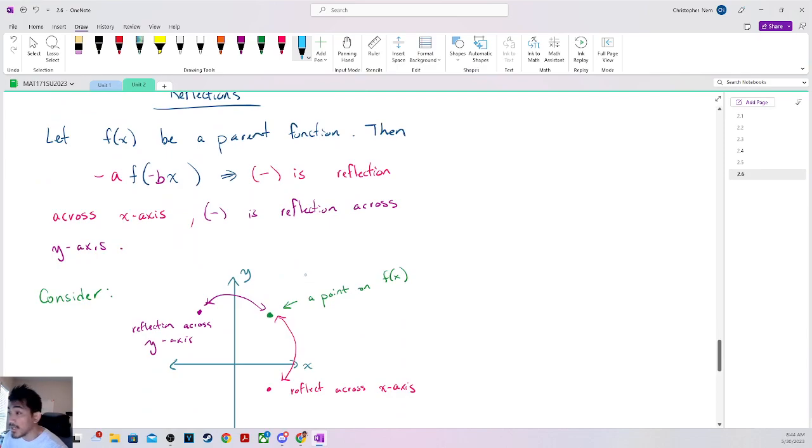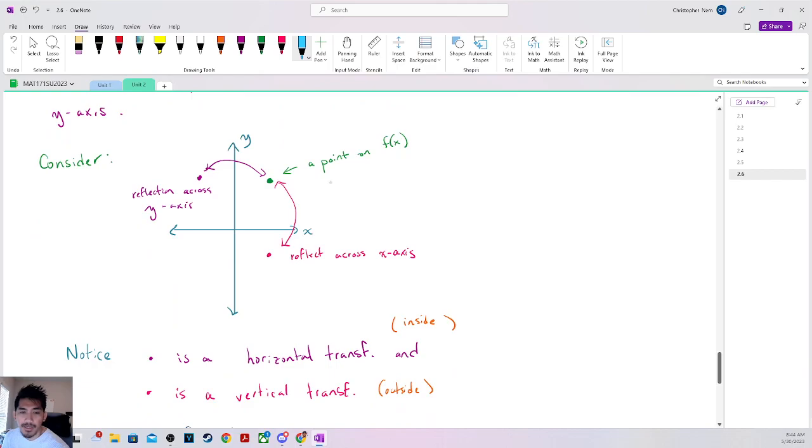Reflections. If it's negative outside, or if it's negative inside my function. Now, I want you to consider this real quick. Let's take this point on f of x, my parent. I reflect across the y, I reflect across the x. If you just look at this, which one do you think has a vertical transformation? Which one did I move up and down? Which point from the green point in particular? Well, it has to be the pink one. So that means it's a vertical transformation, which is outside my function.